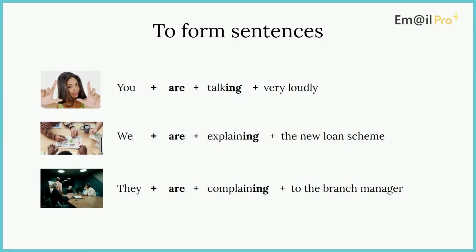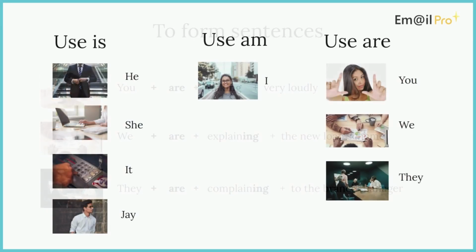To form a sentence to write using you, we or they, add are and the action word ending with ing. For example, you are talking very loudly, or we are explaining the new loan scheme, or they are complaining to the branch manager.